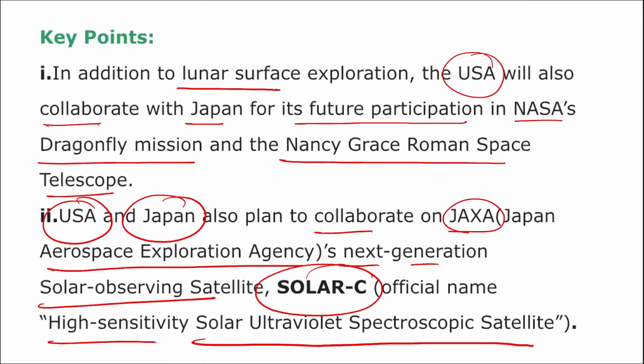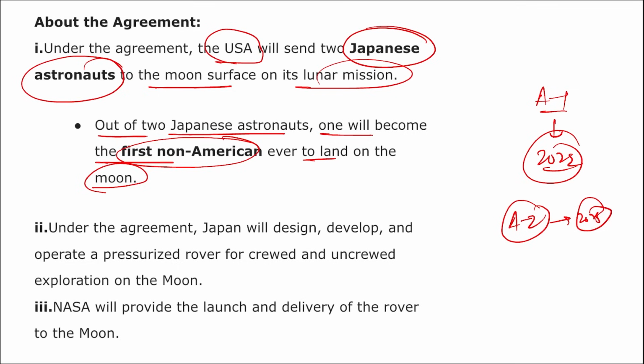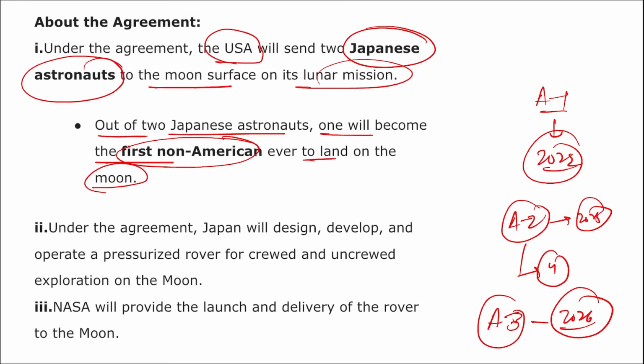If we talk about the Artemis program, in which Japan will also be helping NASA, Artemis 1 successfully flew around the moon in 2022. Artemis 2 is planned to be launched in 2025, and will send 4 astronauts around the moon without landing. And Artemis 3 will be launched in 2026, and will be the first crewed mission to land on the surface of the moon.